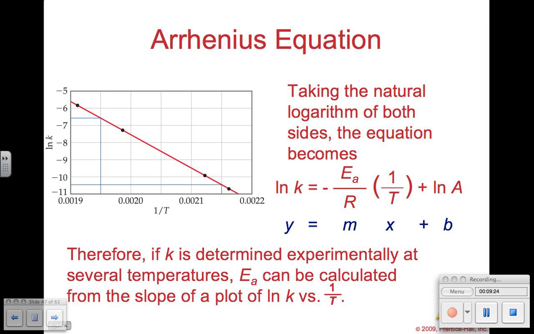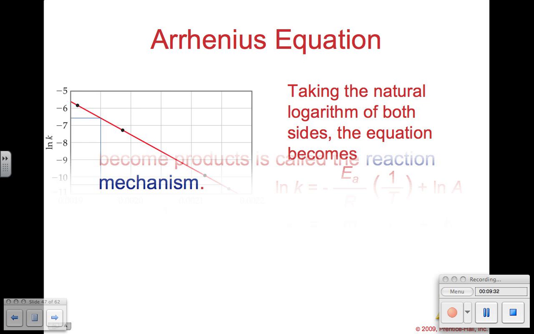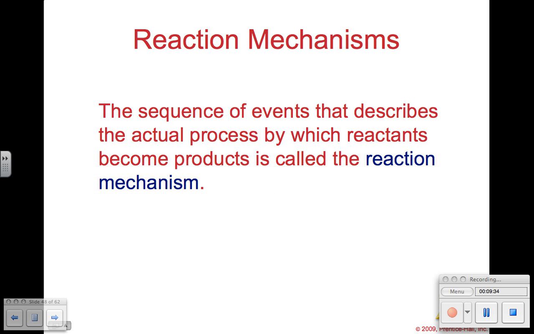So you can find k by determining experimentally at several temperatures what k is, so that you can then use it for the temperature that you're specifically trying to figure it out at.